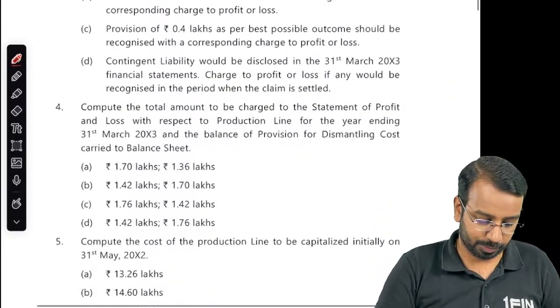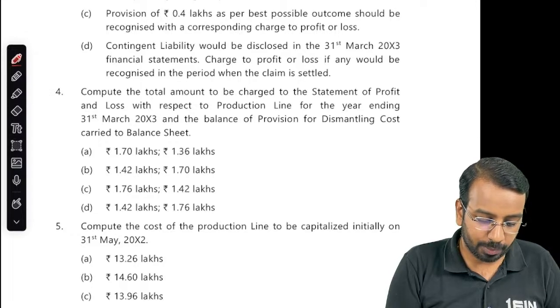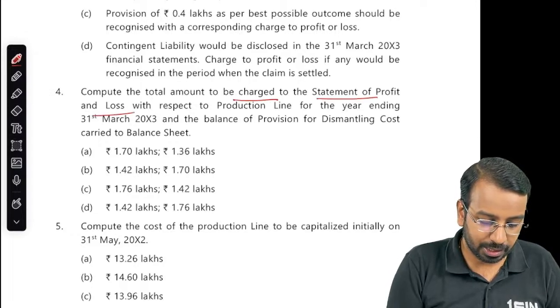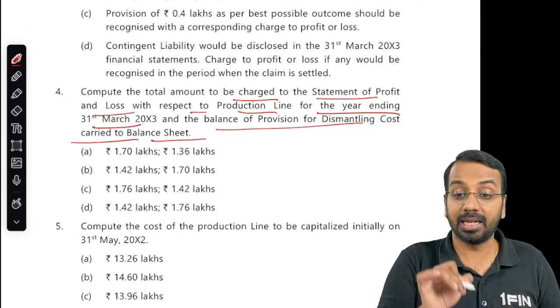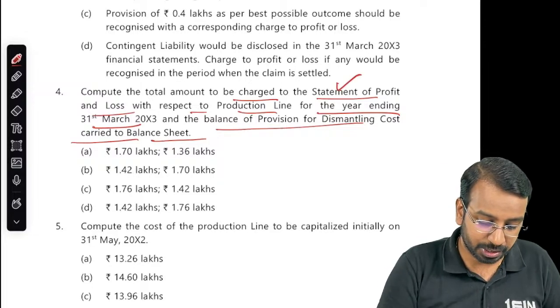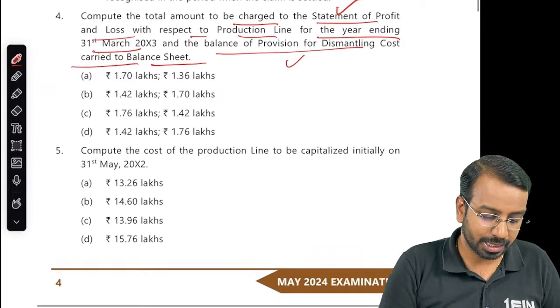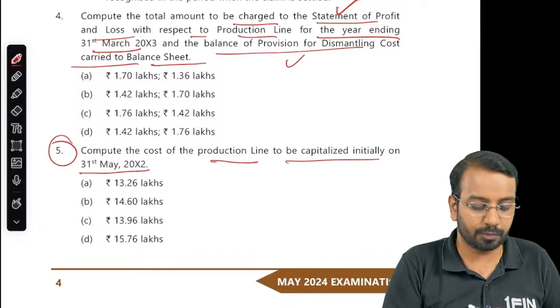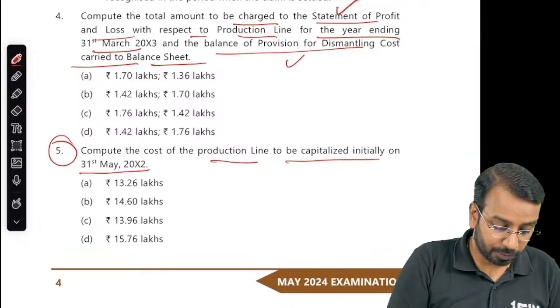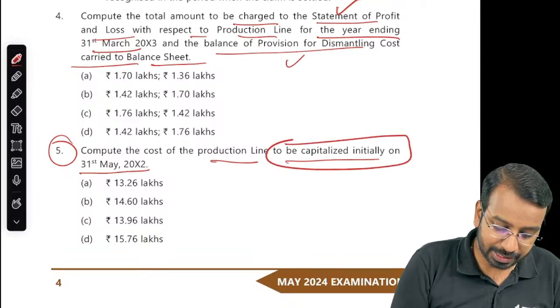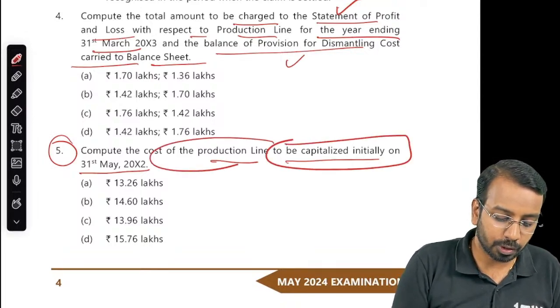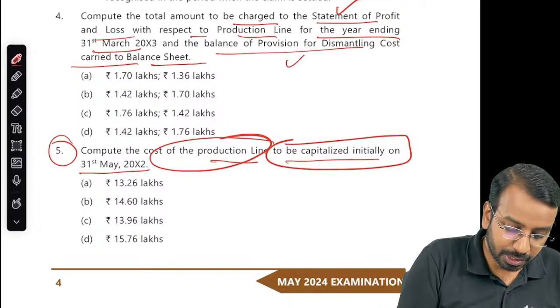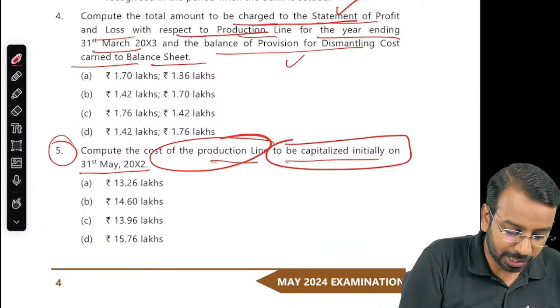You can leave it for later. Then compute the total amount to be charged to the statement of P&L with respect to the production line for the year ending 31st March, and the balance of provision for dismantling cost to be carried to the balance sheet. Again here you have to compute something to be charged to P&L and dismantling cost. Compute the cost of production line to be capitalized initially on 31st May of year 2. Now if you see, first they are saying capitalized, what capitalization? Cost of the production line. Then the amount to be charged to the statement of P&L is in the 4th question.